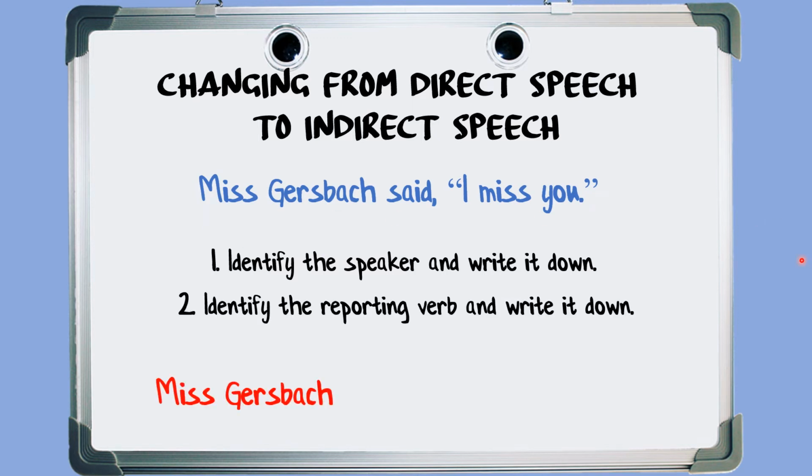The next thing you need to do is identify the reporting verb and write it down. So your reporting verb is a word like said. Now we are using said today, but it could be replied, asked, inquired. There are a lot of different words that you can use instead of said, and we'll actually go through those next week when we look at homophones. So, in this sentence that we've got here, our reporting verb is said. So we're going to go ahead and write that down.